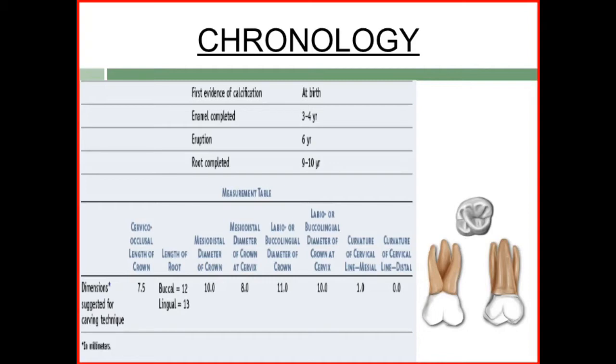Now the various dimensions of this tooth are: the cervico-occlusal length of the crown is 7.5 mm, the length of the buccal root is 12 mm, and of the lingual root it is 13 mm. The mesiodistal diameter of the crown is 10 mm, and at the cervix it is 8 mm. The buccolingual diameter of the crown is 11 mm, and at the cervix it is 10 mm. The curvature of the cervical line mesially is 1 mm, whereas on the distal side it is 0.